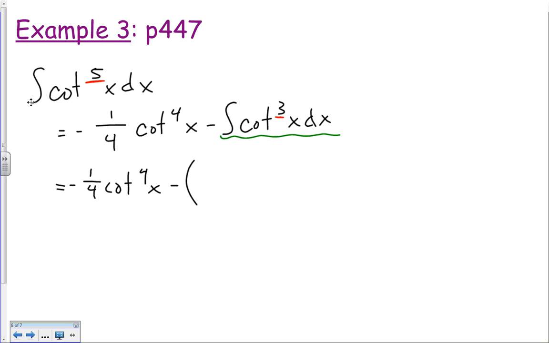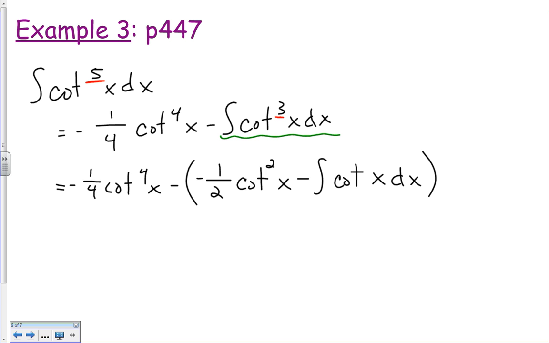So with n equal to 3, it's going to be a negative 1 over n minus 1, so that's 3 minus 1, negative 1/2, times the cotangent of x raised to the n minus 1 power, so that's cotangent squared of x. And then we subtract the integral of cotangent to the n minus 2. In place of the n, we're replacing it with 3. So 3 minus 2, that's cotangent to the first. I'll just leave it as cotangent of x dx. Again, you'll keep going with this process until you either get down to a power of 1, like we have here, or you have a power of 0. And in that case, you just have the integral of a constant.